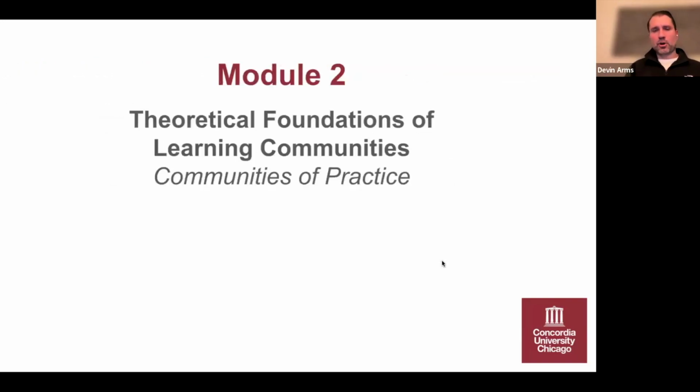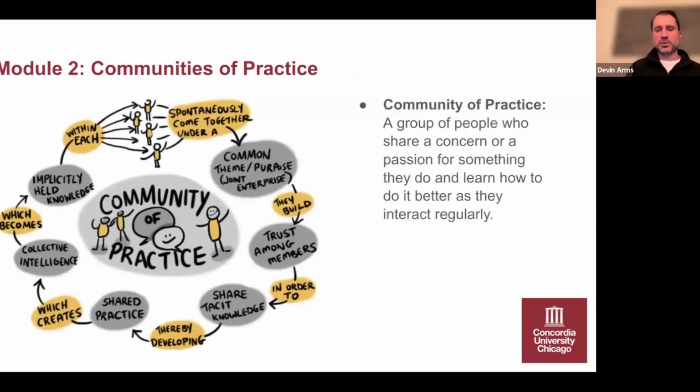Jumping ahead to our current week, Module 2, I'm not sure if you've done the readings yet for this week or if you haven't. Either way, this is just a high-level overview of the material. This week, we're talking about a specific type of learning community, and that is a community of practice. A community of practice is a group of people who share a concern or a passion for something they do and then they learn how to do it better as they interact regularly. This graphic here shows some of the components of a community of practice and how that interaction could typically take place.